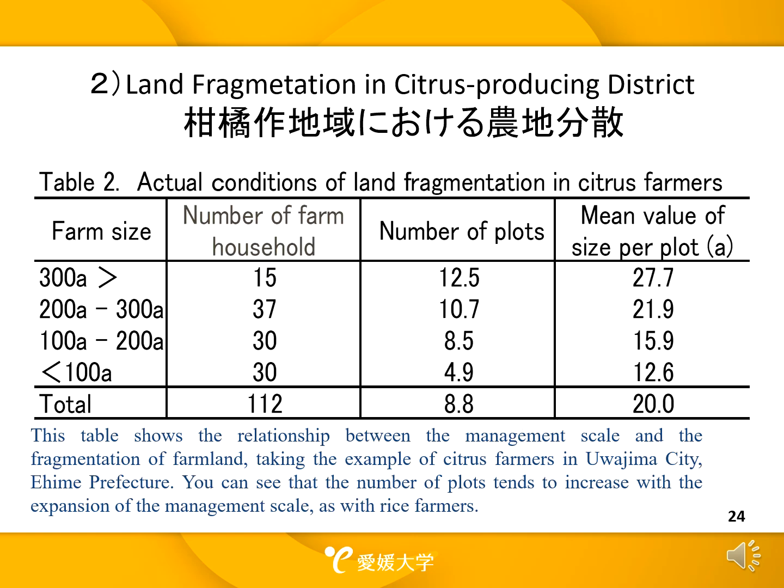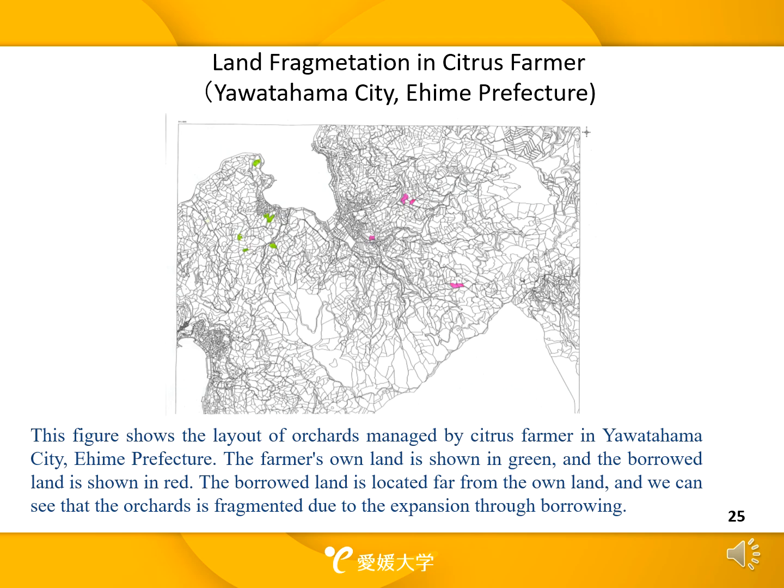This table shows the relationship between the management scale and the fragmentation of farmland, taking the example of citrus farmers in Uwajima City, Ehime Prefecture. You can see that the number of plots tends to increase with the expansion of the management scale, as with rice farmers. This figure shows the layout of orchards managed by citrus farmer in Yawadahama City, Ehime Prefecture.